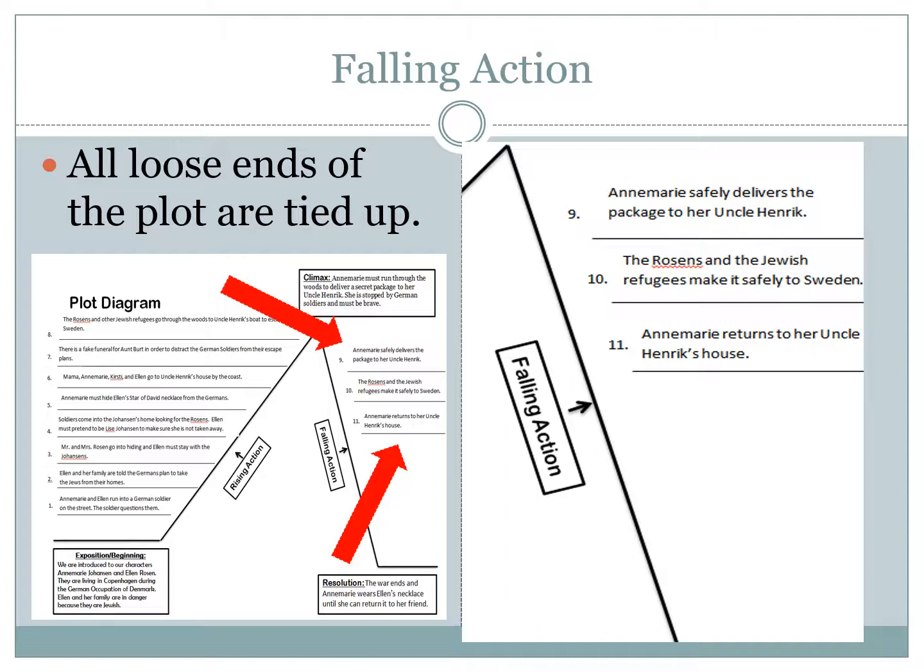The falling action of the story comes right after the main conflict or problem is resolved. This is when the author begins to tie up loose ends of the plot. It is in the falling action that your characters begin to move towards the resolution of the story.